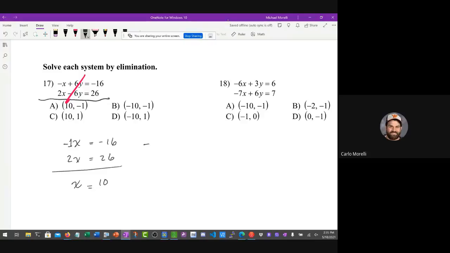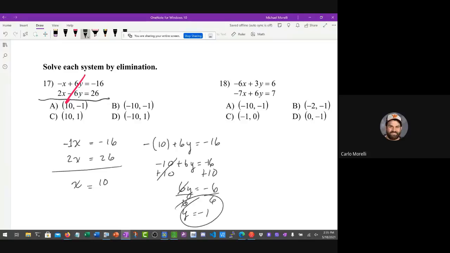So you just plug it back in. Negative 10 plus 6y equals negative 16. Add 10 to both sides. 6y equals negative 6. Divide both sides by 6. Y equals negative 1. So x equals 10, y equals negative 1. Therefore, the answer is A.